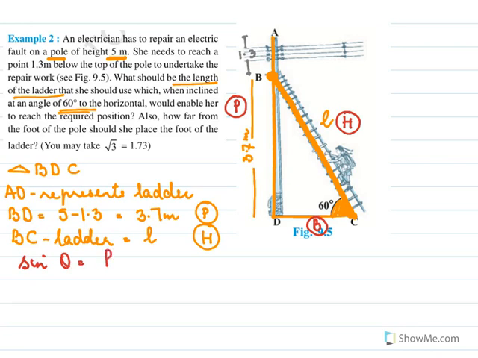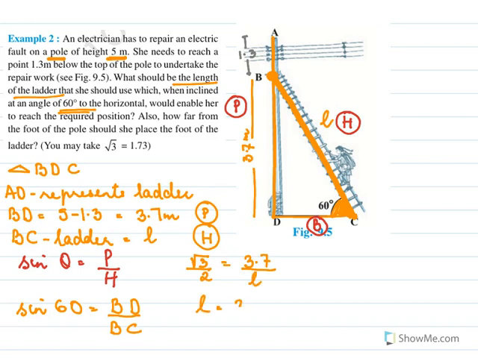Sine theta is perpendicular over hypotenuse, and in this case it is sine of 60. Perpendicular is BD and hypotenuse is BC. Sine of 60 is root 3 by 2, and perpendicular is 3.7, that is BD, and the BC is the length of the ladder that we don't know, L. So L is 3.7 root 3 over 2.